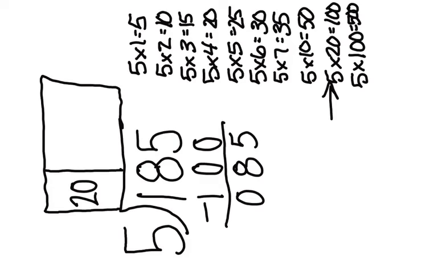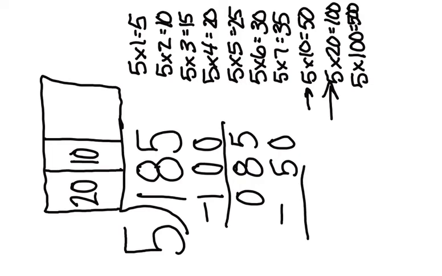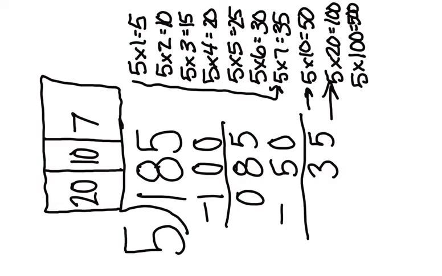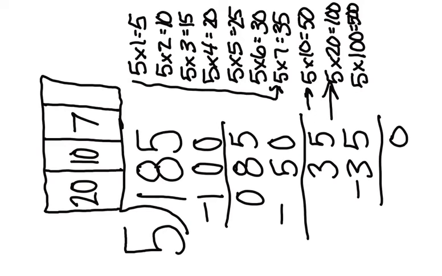What's the next largest number we can take out? Well, we can see here that 5 times 10 is 50. So we can take out 10 groups of 5. 10 times 5 is 50. 5 minus 0 is 5. 8 minus 5 is 3. Now we have 35 left. Well, we can look at our facts and we see that 5 times 7 equals 35. So we can take out 7 groups of 5. 7 times 5 is 35. 5 minus 5 is 0. 3 minus 3 is 0.